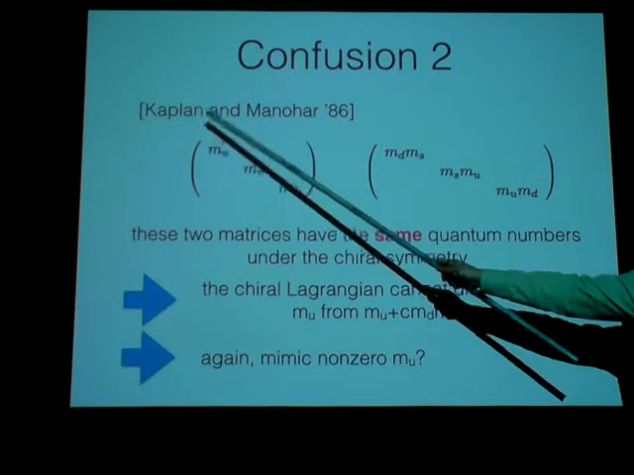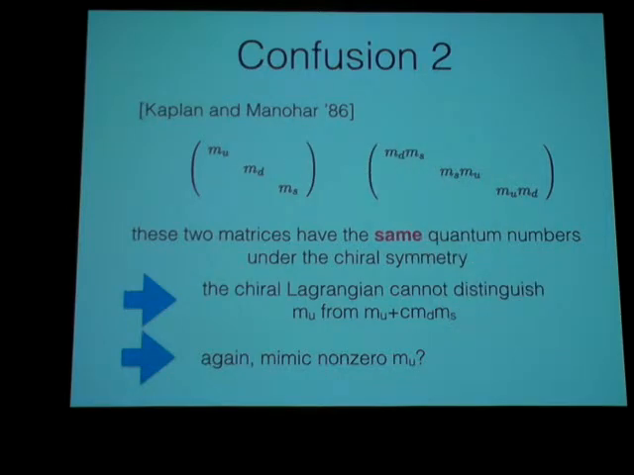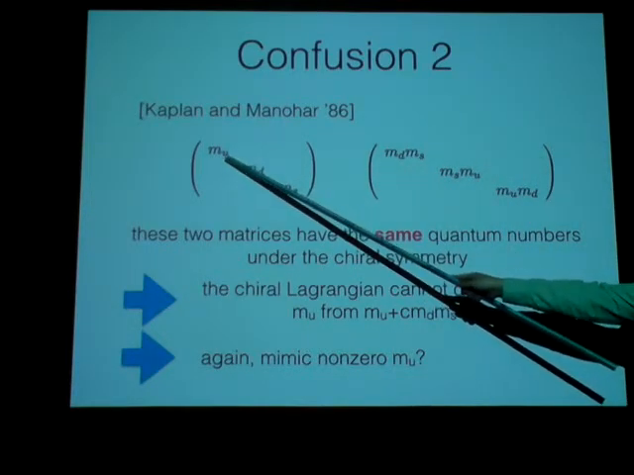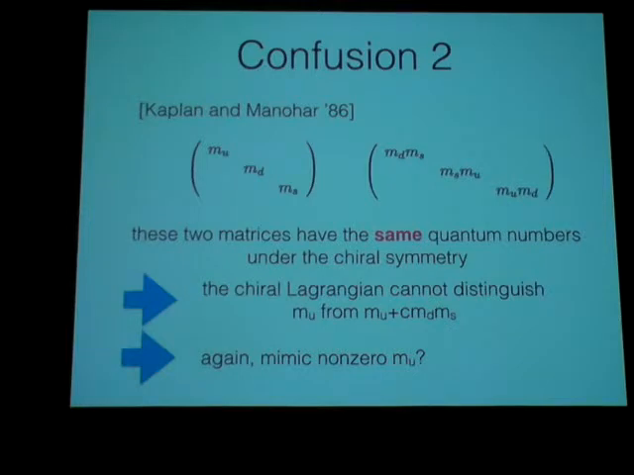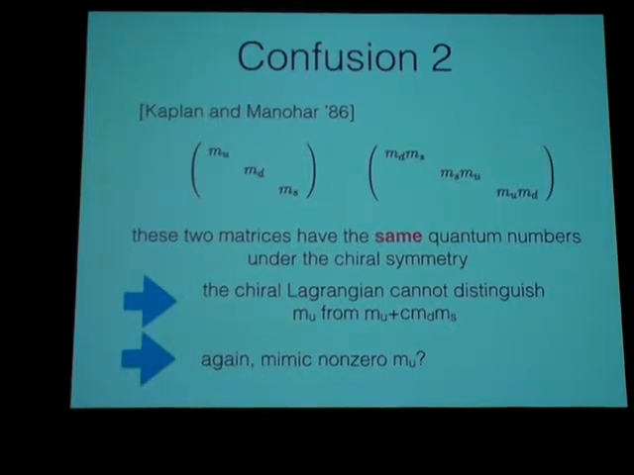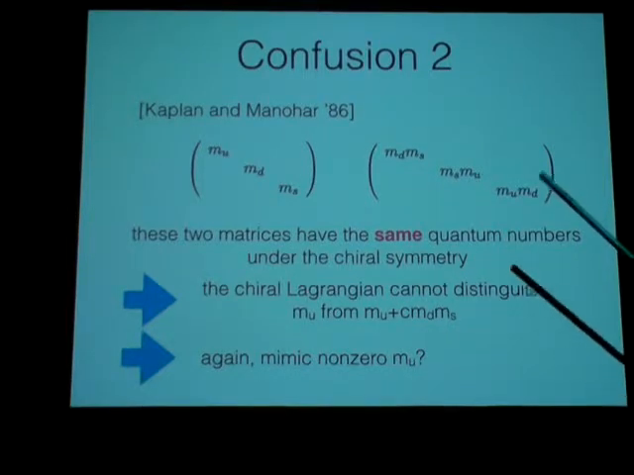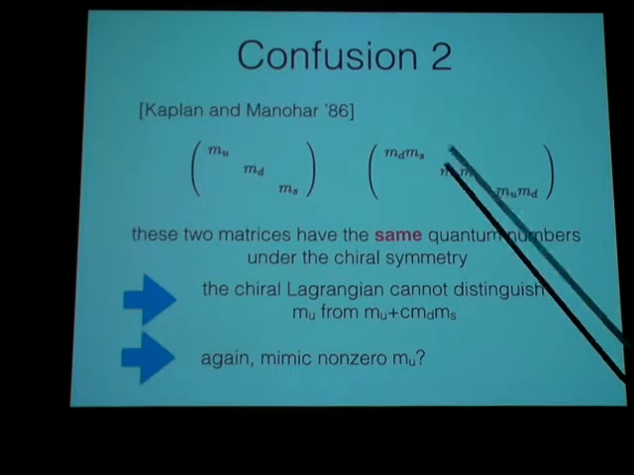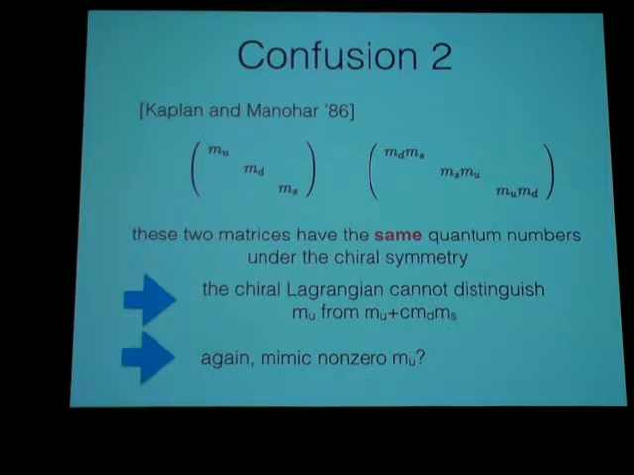This ambiguity is called the Kaplan-Manohar ambiguity. That ambiguity means that the up quark and down quark masses have an ambiguity along an ellipse, some elliptic curve you can draw. And that is somehow called Leutwyler's ellipse. And of course it is probably unlikely that the strange quark mass is not large enough to mimic that.